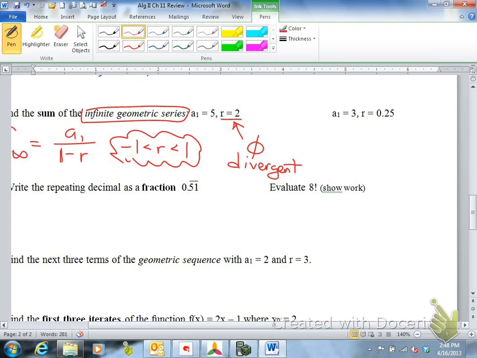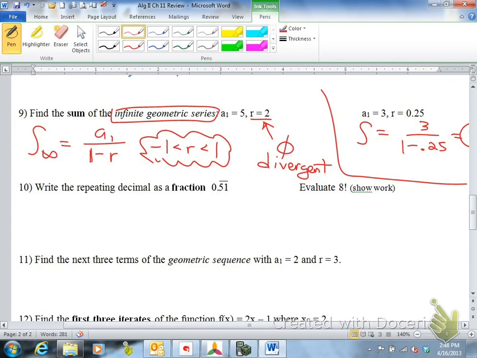So it's divergent. The next one is the same formula. The sum is 3 over 1 minus 0.25, which would give you 4 when you multiply. So you can actually find what is called a partial sum.